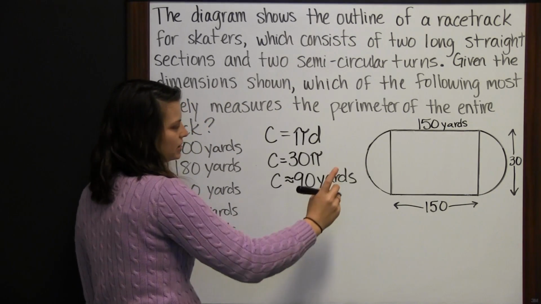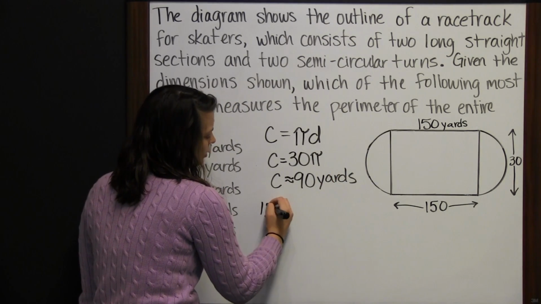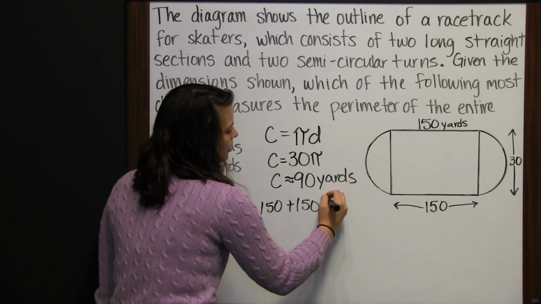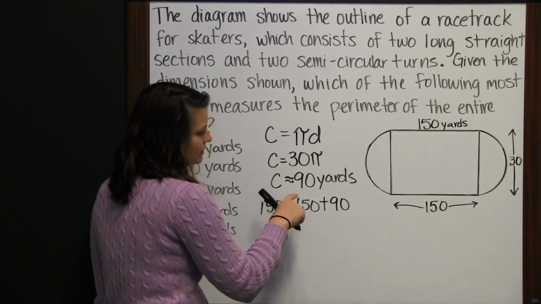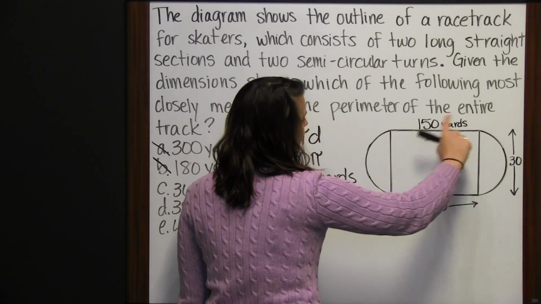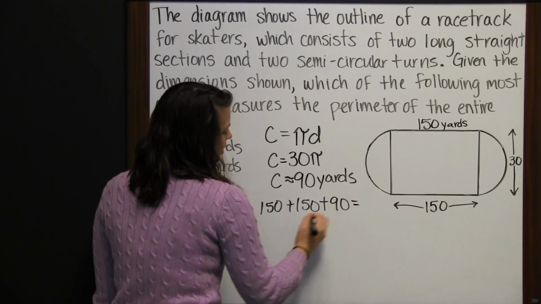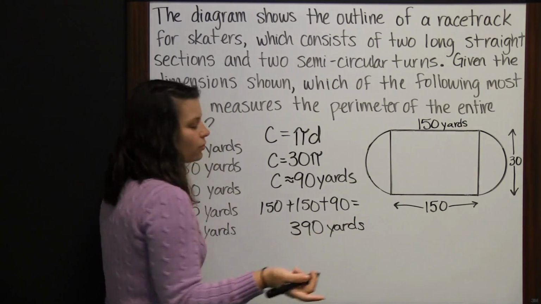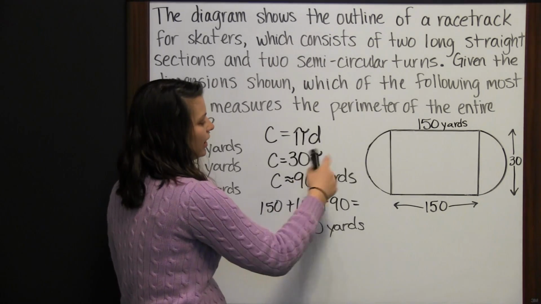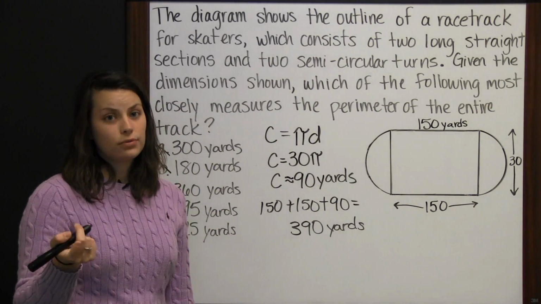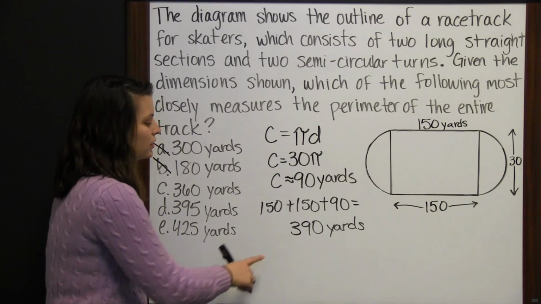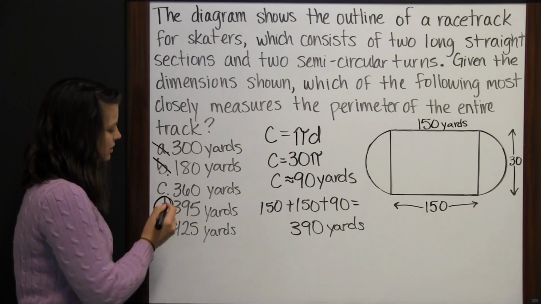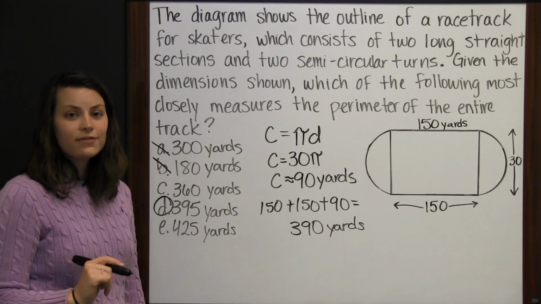So the total distance around the racetrack would be the 150 yards plus 150 yards for our two straight sides, plus the about 90 for these two curved sides, the semicircular, which is 390 yards. Now, if you'll remember, we rounded pi down. It's actually over 3. We rounded it down to 3. So really our answer is a little bit higher than 390, which is answer choice D, 395 yards.